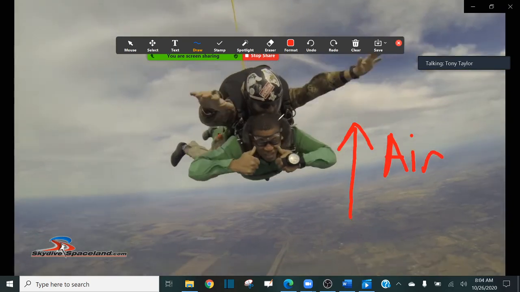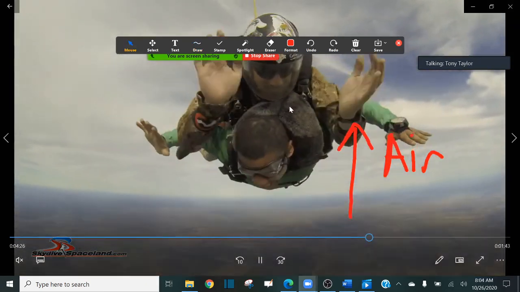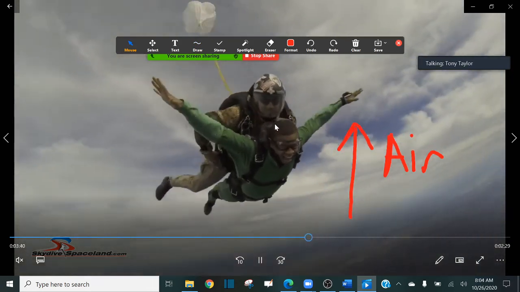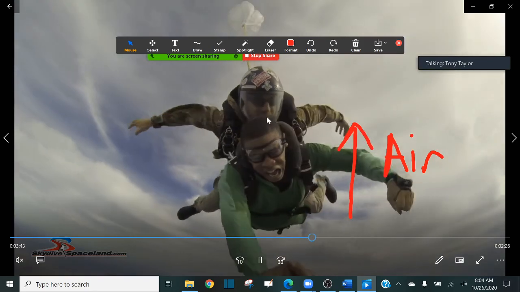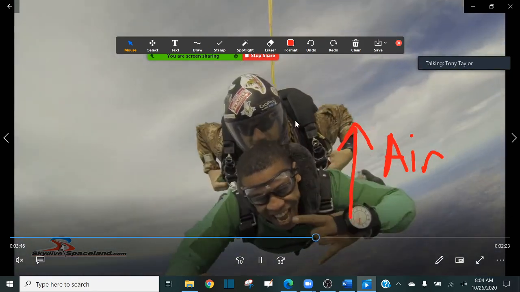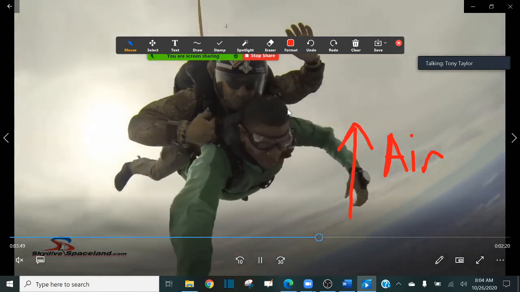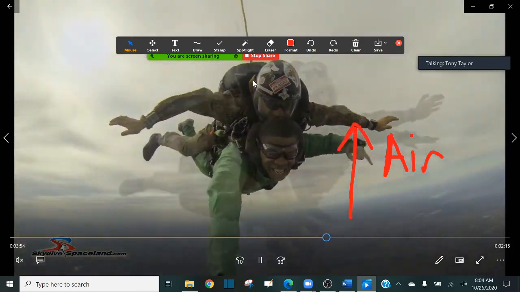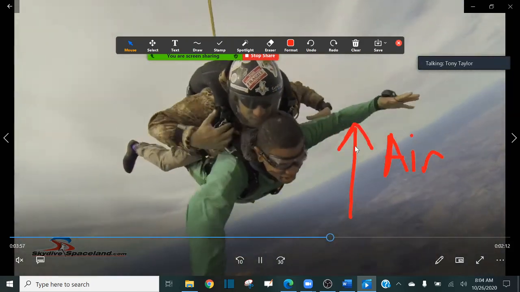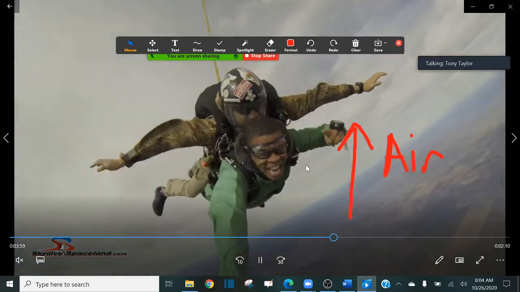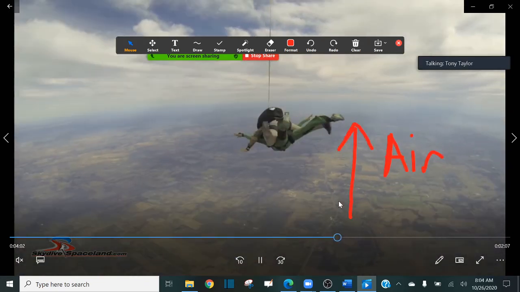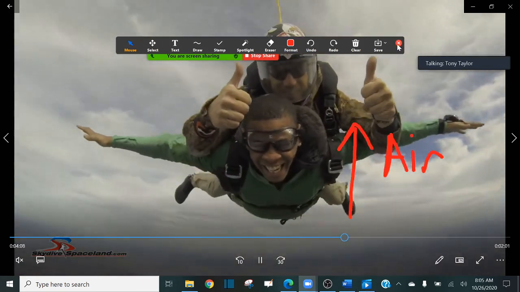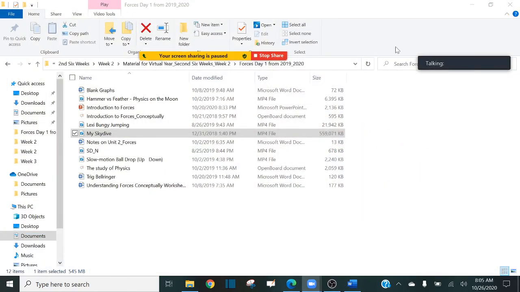Air resistance is a special type of friction that acts on an object while the object is in the air, basically when an object's in free fall. Here I'm falling in the air, and remember, friction acts opposite the direction of motion. Since air resistance is a type of friction, if I move in the negative direction, air resistance acts in the positive direction. Air resistance always acts opposite the direction of motion. All right, so let me stop sharing that.